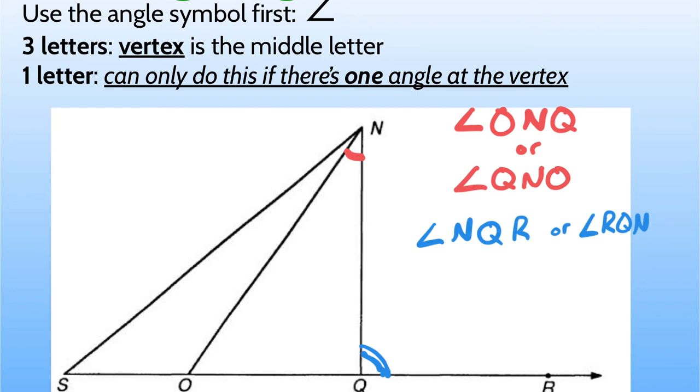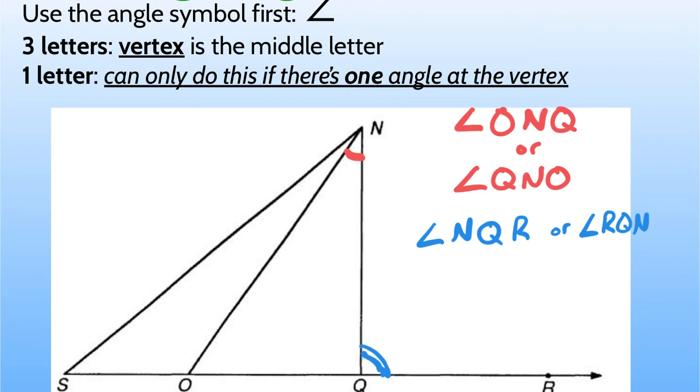Now one way to check yourself is you can actually just trace these letters. NQR, NQR. Oh look, that's pretty easy. Right there, we've created the angle that we're talking about. Same thing as if you go RQN.